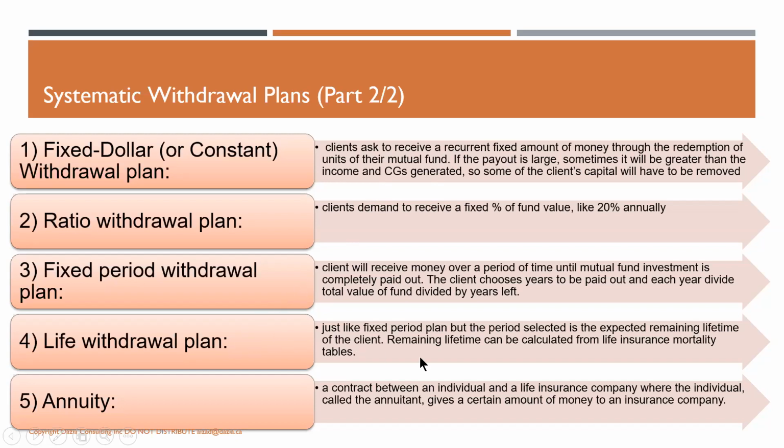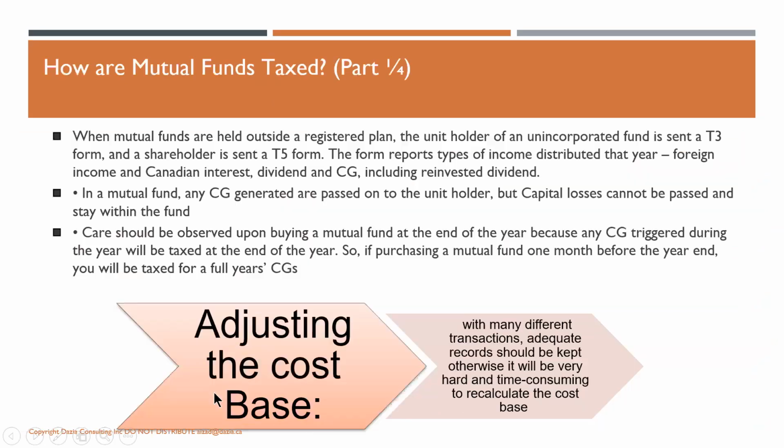Life withdrawal plan depends on the age. Now you can estimate, based on the Canadian standard, what your life expectancy is. Usually it's like 85 for female and around 83 for male. So you can plan accordingly, and people can do that based on a life withdrawal plan, right? And then annuity is another way you can put money into an annuity through a life insurance company. The annuitant is going to get a certain amount of money as long as they are alive. When they die, then the payments stop. That's annuity. So these are the 5 types of withdrawal plans.